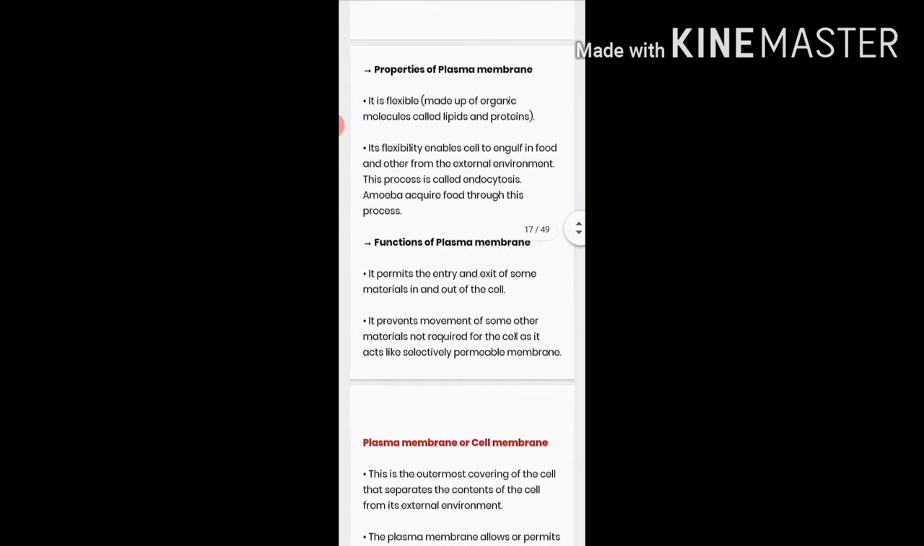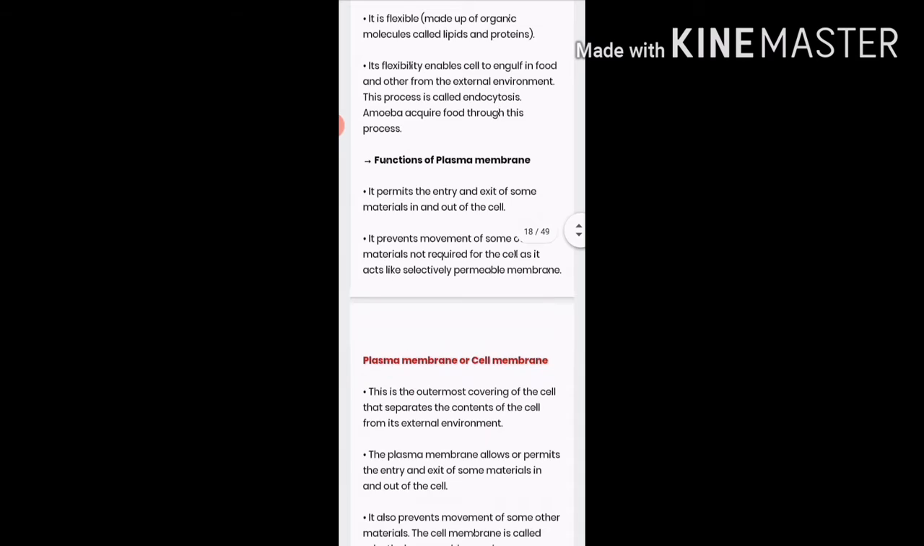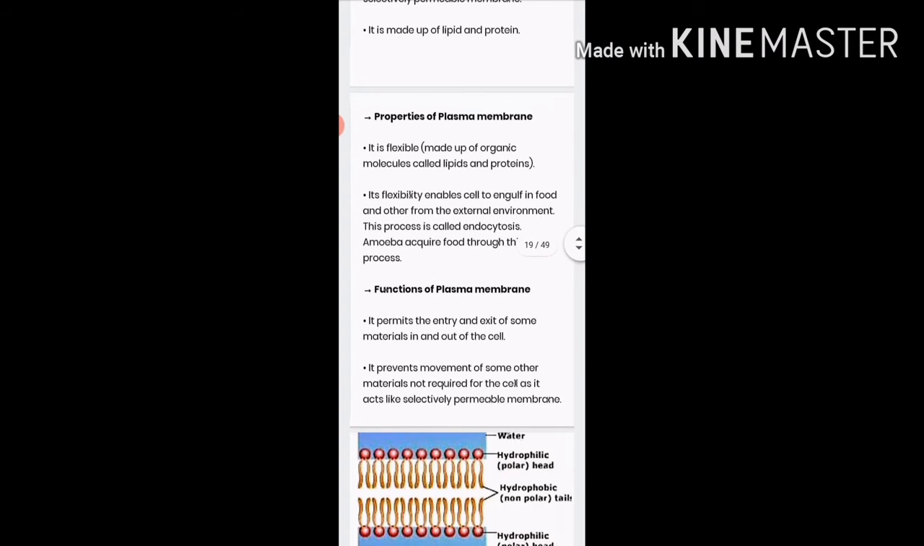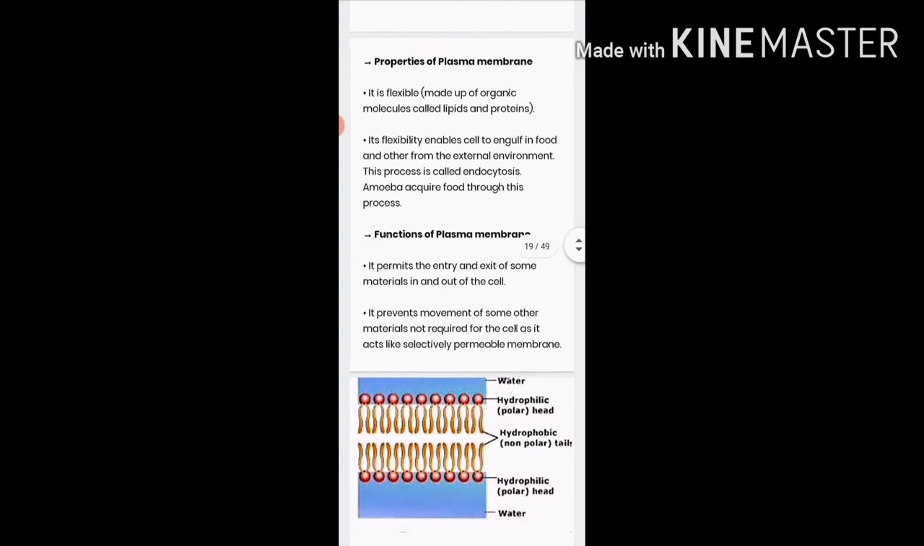Properties of plasma membrane: as I just told you, it is a semi-permeable membrane. Its flexibility enables the cell to gulp in food, that is, to take in food from the external environment. This is called endocytosis, and by this particular process, amoeba is taking food from the surrounding. Let us go to the next, that is plasma membrane or cell membrane. Here, the outermost covering of the cell separates the content of the cell from the external environment, and so on. Let us go to the properties again, that is endocytosis.